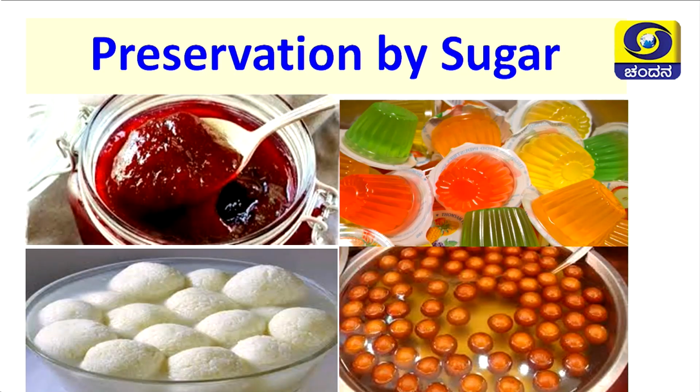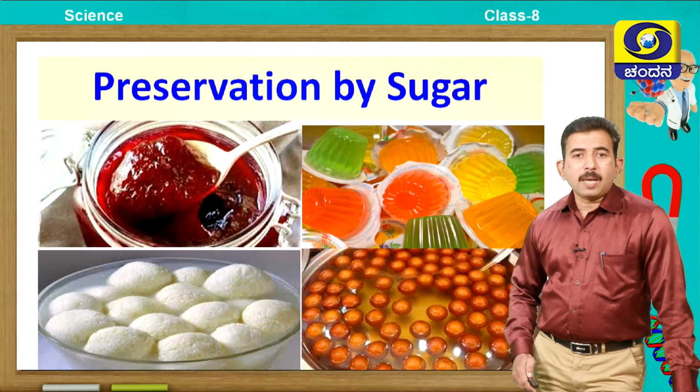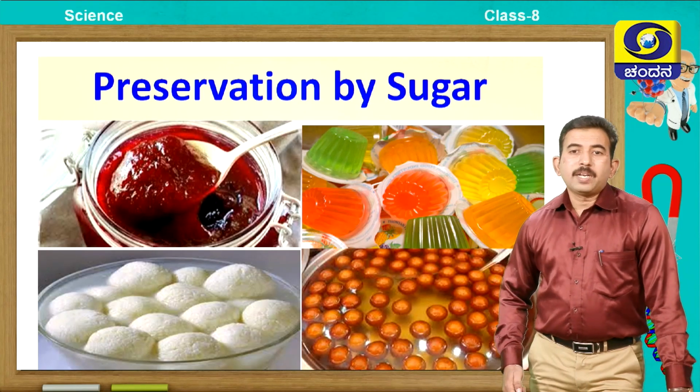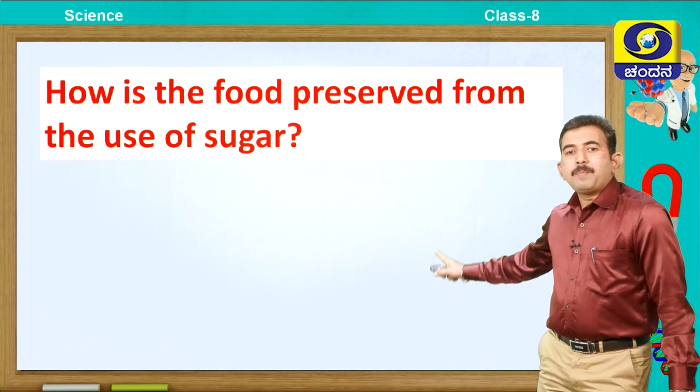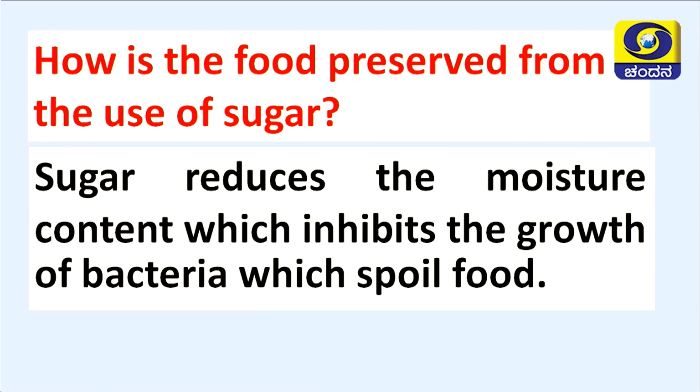Most commonly jellies, jams, even rasgulla and gulab jamun, these sweets are preserved for a longer period of time in sugar syrups. The concentrated sugar solution checks the growth of microorganisms. How is food preserved by the use of sugar? Yes, you are right. Sugar reduces the moisture content which inhibits the growth of bacteria which spoil food.